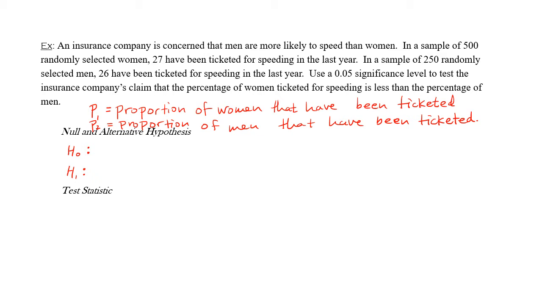Okay, so our null hypothesis will always be that P1 and P2 are equal. But for our alternative hypothesis, we have to think about what we're claiming here. The insurance company claims that the percentage of women ticketed for speeding is less than the percentage of men. And in this case, P1 would be the proportion of women. So we're going to be claiming that P1 is less than P2.